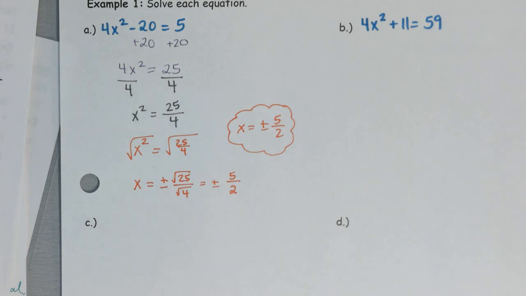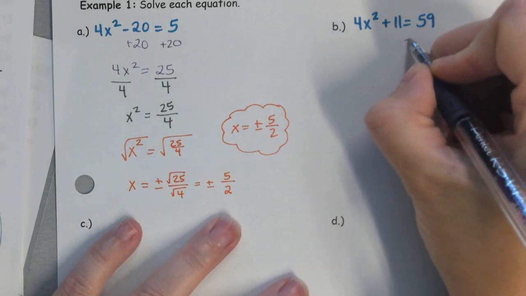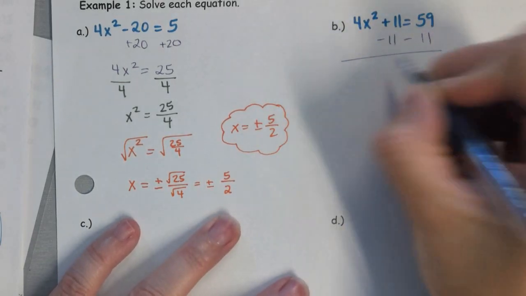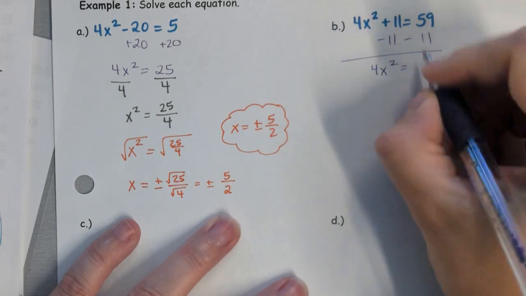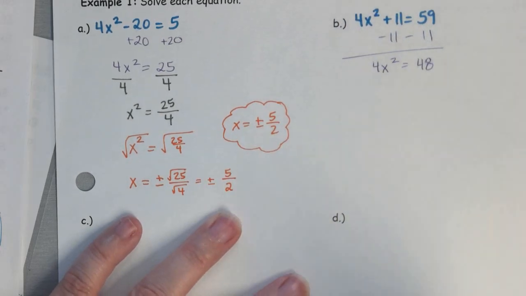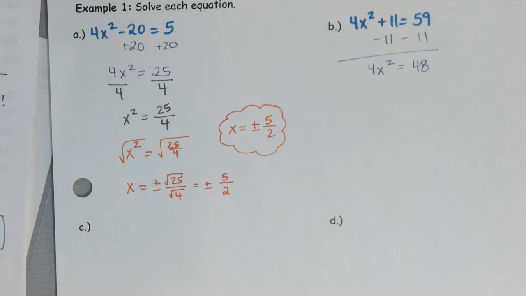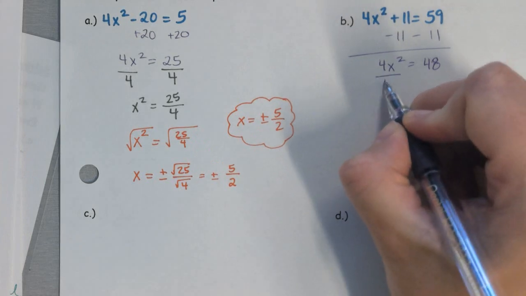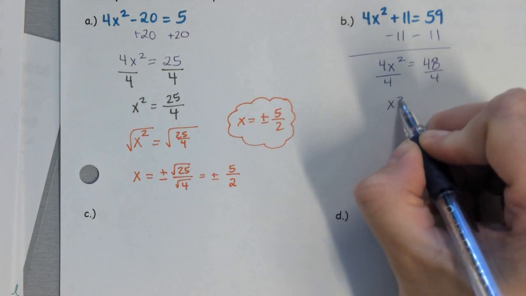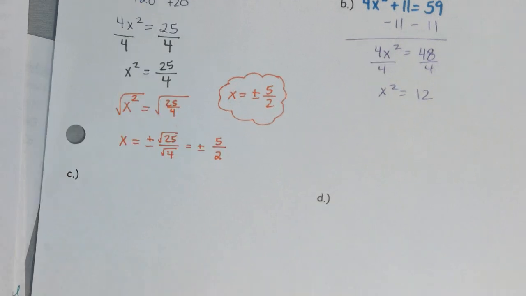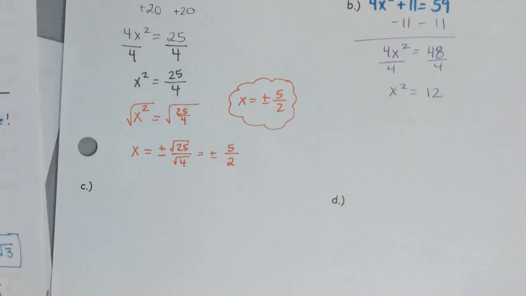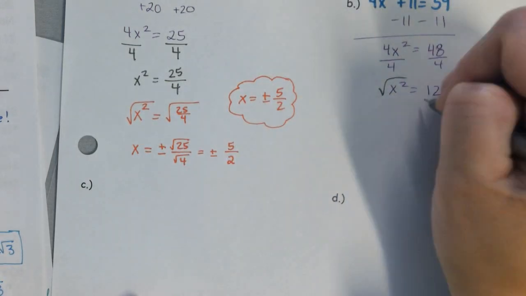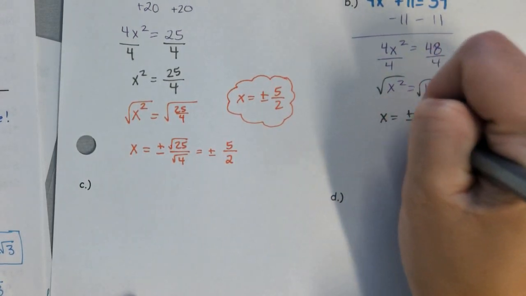Okay, so Brianna, will you tell me what you do first for B? Good. So we're going to subtract 11 from each side, so you have 4x squared equals 48. Okay, and then Ava, what do we do next? I divided 4 from each side. Good. X squared is going to equal 12. All right, and then Emmy, what do I do when I get here? Square root both sides. Don't forget the plus or minus.